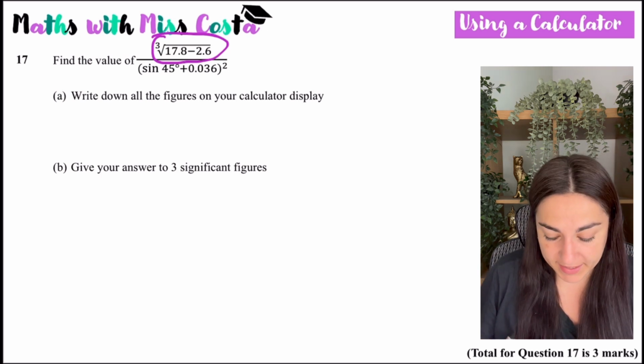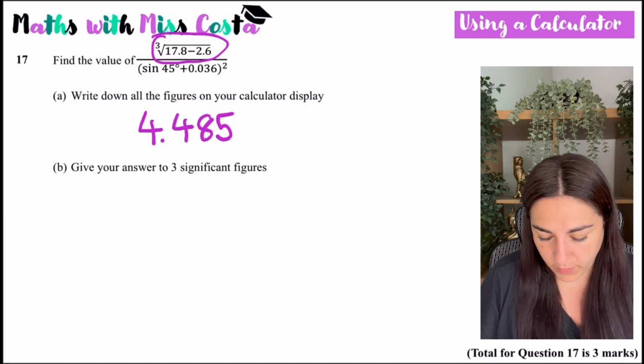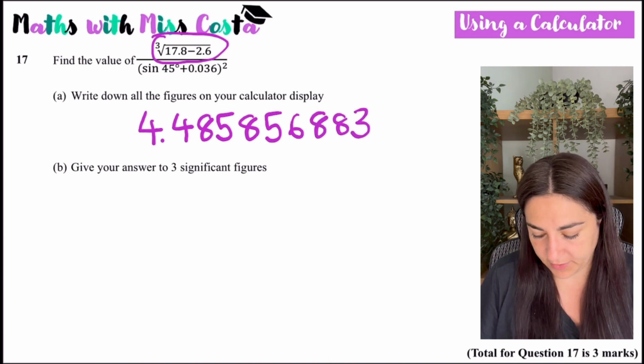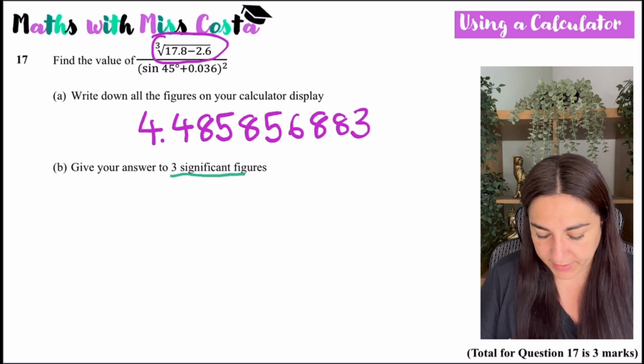Then you press equals, and it's really important that you actually write down everything that you see on your calculator display. So don't round. So you've got 4.4858568883. So you write down everything, and then it says give your answer to 3 significant figures.